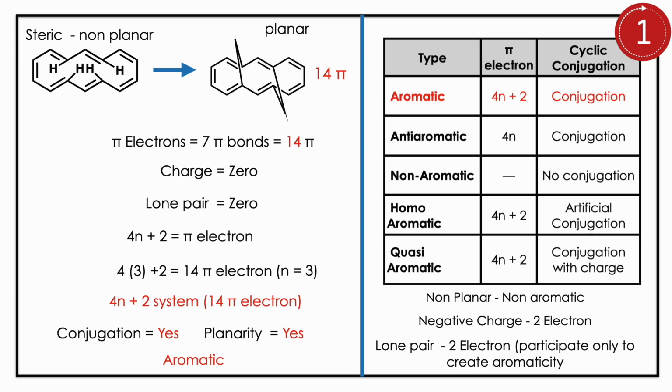Conjugation is definitely there because the steric effect is removed. Planarity is definitely there. So it is 4n plus 2 and conjugated. Planar means the given compound is aromatic.